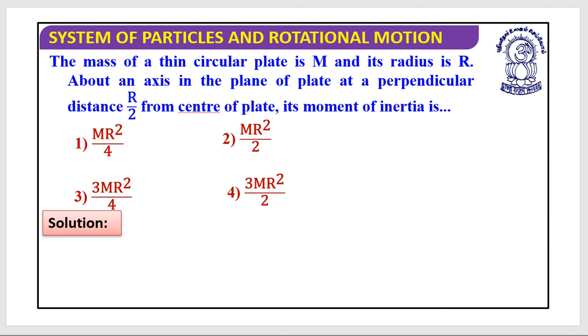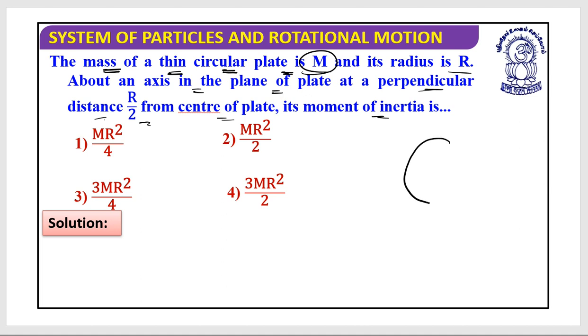Are you ready? Let's have a look. The question says the mass of a thin circular plate is m and its radius is r. About an axis in the plane of the plate at a perpendicular distance r by 2 from the center of the plate, its moment of inertia is? One second, it says the mass of a thin circular plate is m and its radius is r, about an axis in the plane of the plate at a perpendicular distance r by 2. Yes, great.